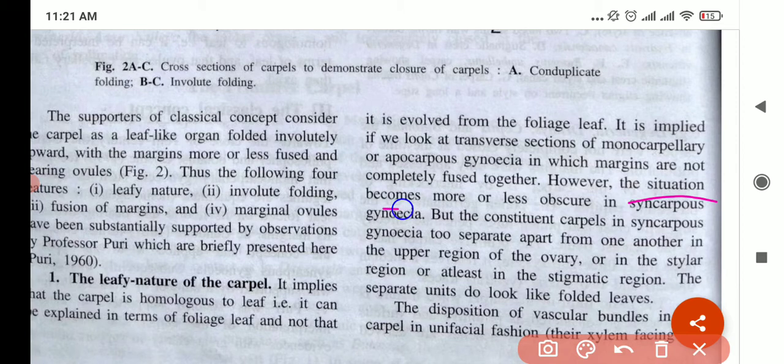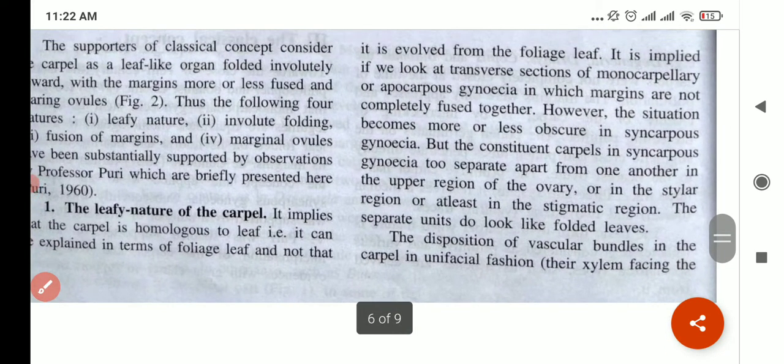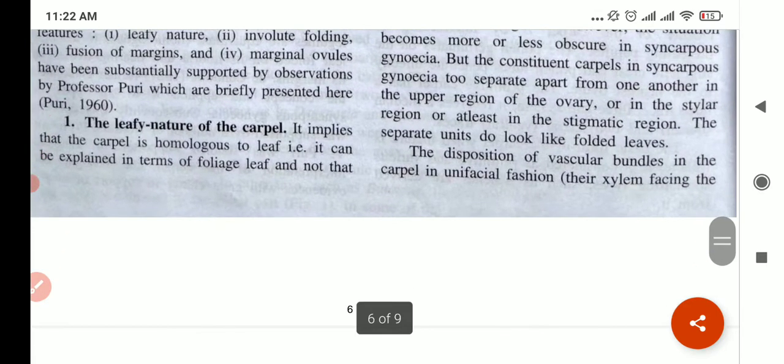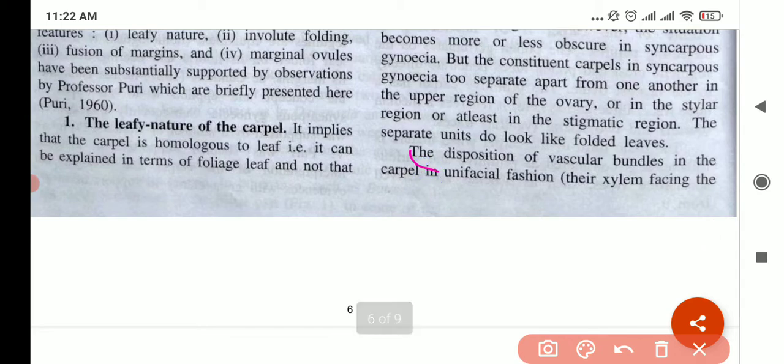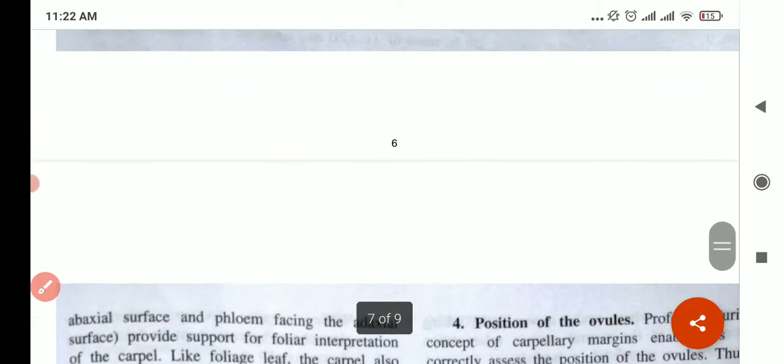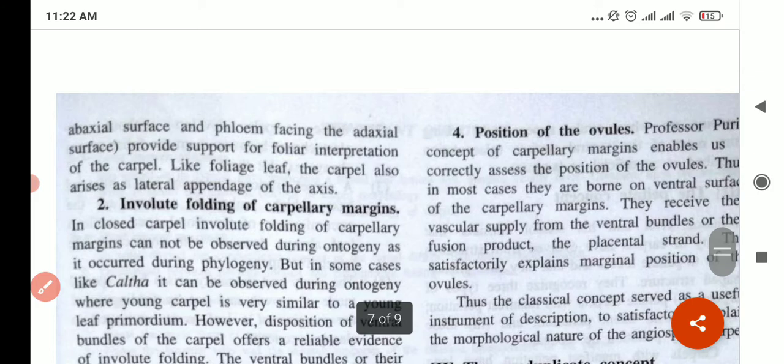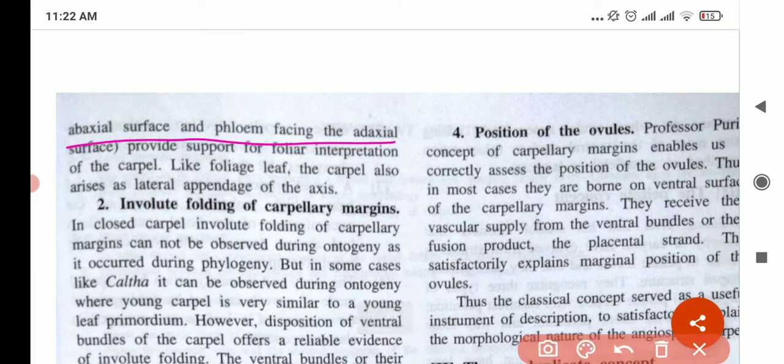However, the situation becomes more or less obscure in syncarpous gynoecium. Okay, where the carpels are fused, in syncarpous gynoecium, we cannot see the margin where it's not fusing, because the carpels were already fused, no? Then let's go directly to the next part. The disposition of the vascular bundle in the carpel is in a unifacial fashion. That is, their xylem is facing the abaxial surface and the phloem is facing the adaxial surface.